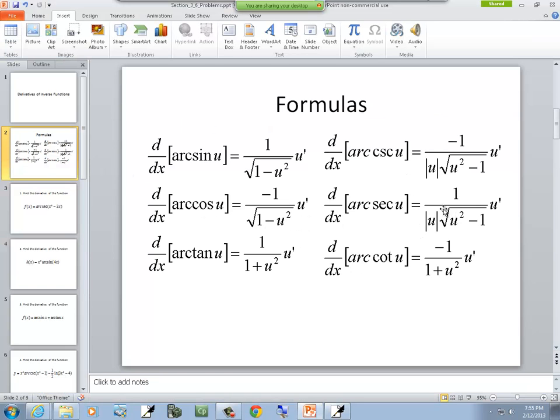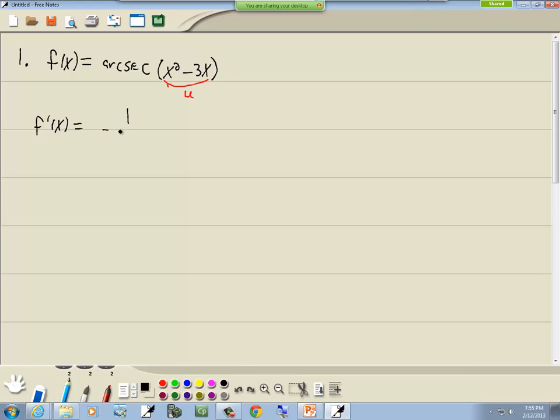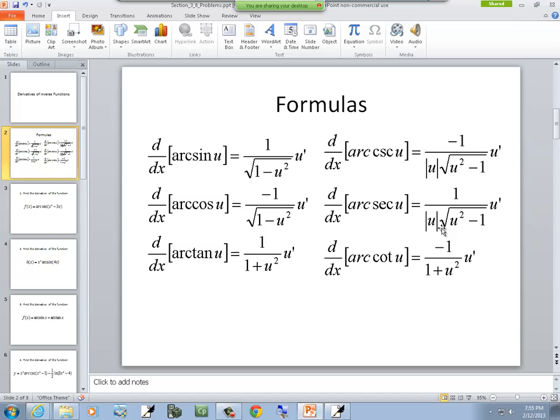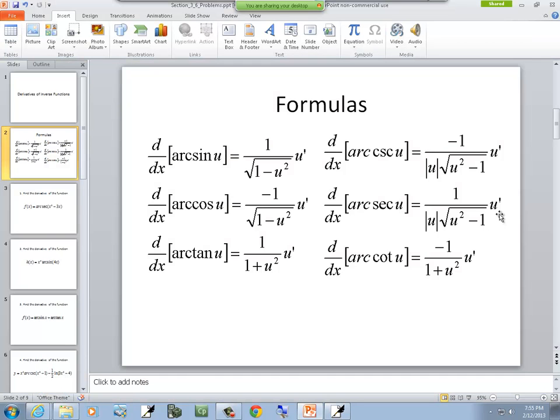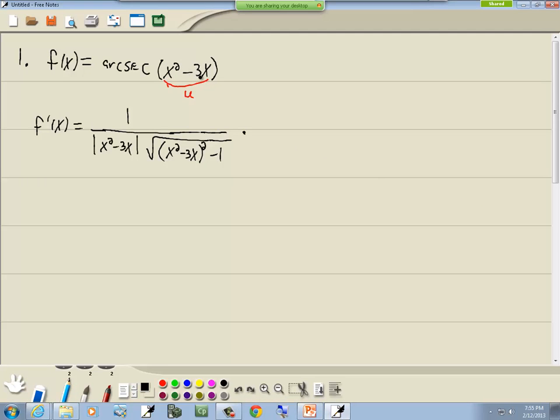Arc secant is going to be 1 over the absolute value of u, so the absolute value of x squared minus 3x, times the square root of u squared minus 1. So we're going to have x squared minus 3x to the second power minus 1. Times, and the u prime here at the end is the chain rule. So we're going to multiply it times the derivative of what's inside the parentheses.